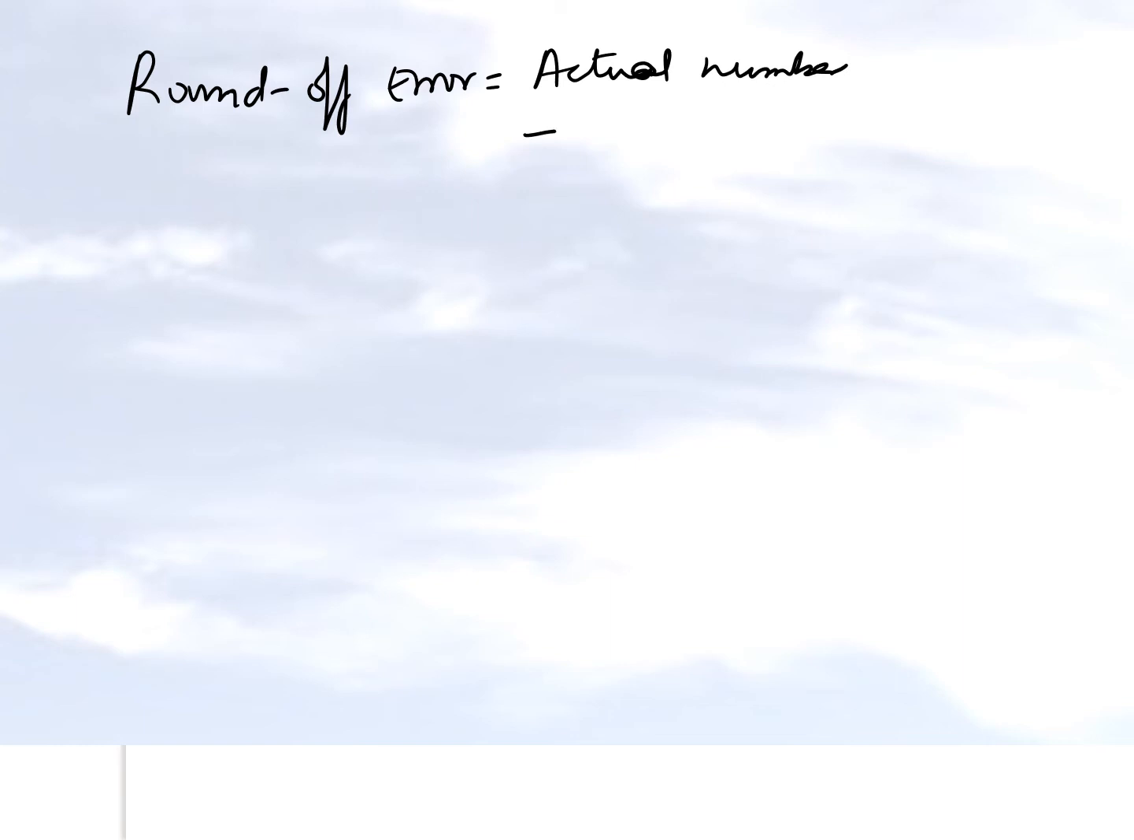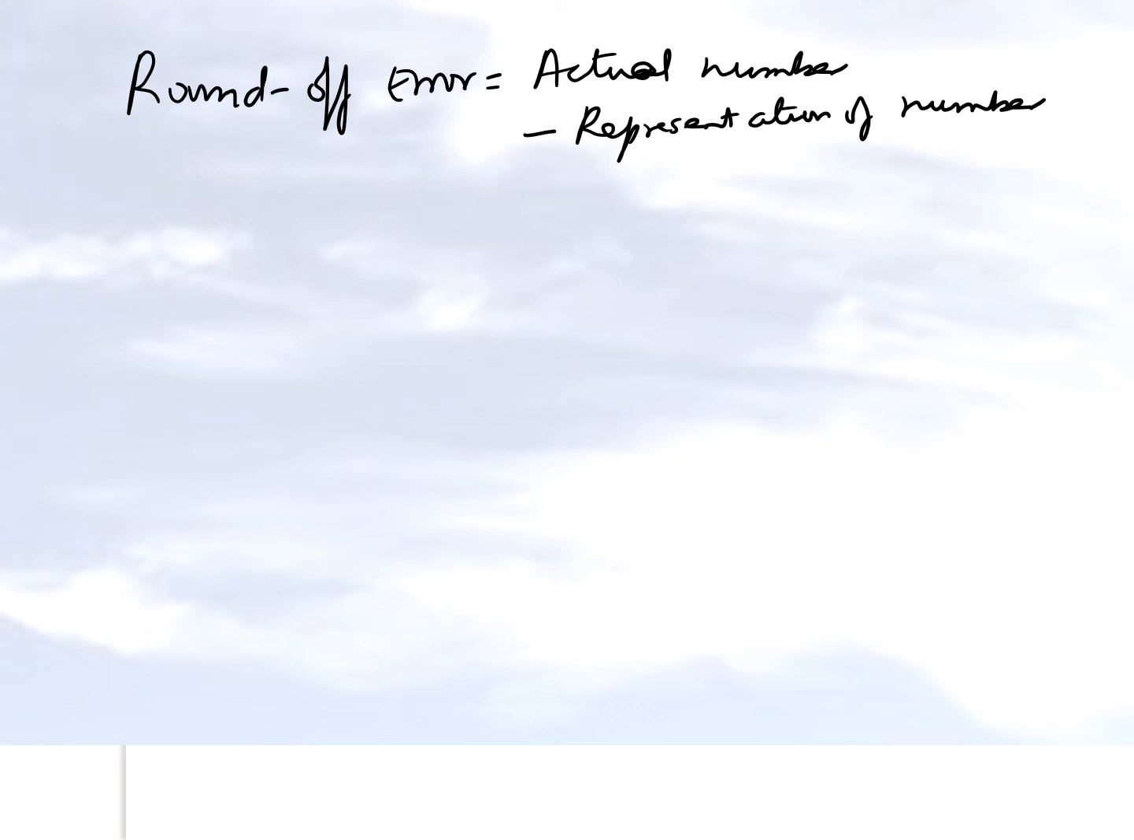So round-off error is defined as the actual number, and from that you subtract the representation of the number.